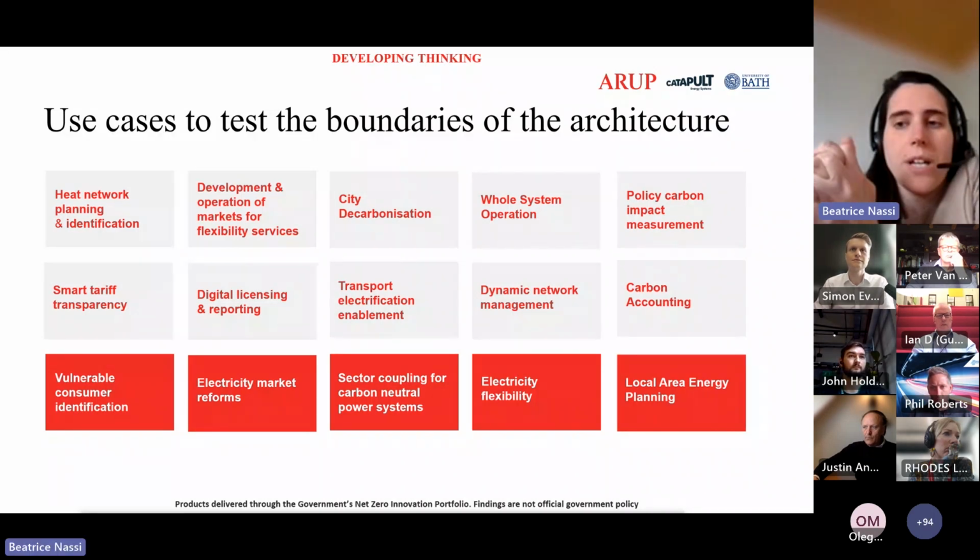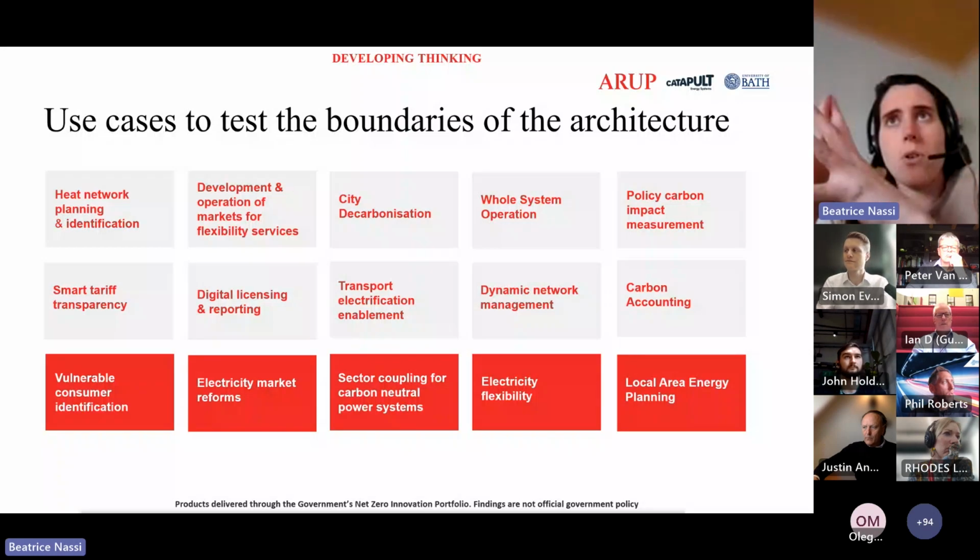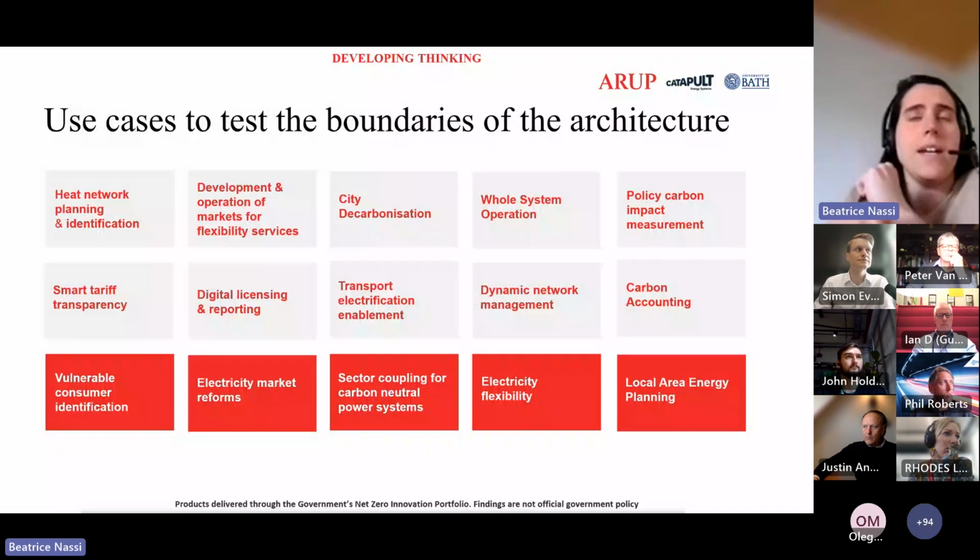What we've done for now is we've explored a series of use cases and shortlisted some of them, and we have a bit of a portfolio with some more strategic and policy focused use cases and others that are more like day one use cases. And I'll give you an overview of which ones those are.